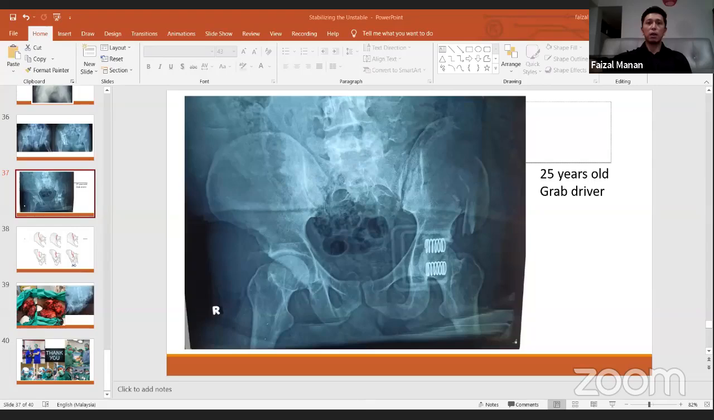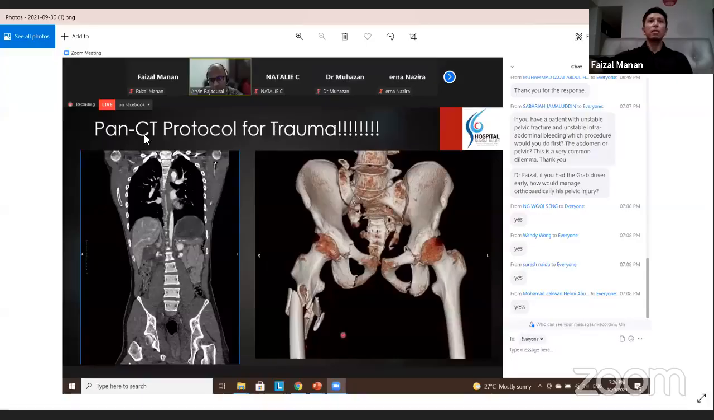With regards to the Grab driver just now as well, let me try to share another thing. Sorry, I'll try to do it again. Okay, so this is Dr. Arvind here, the good-looking guy, looking down. So I screenshot his presentation just now. For the Grab driver, what he has is almost similar to this, but he has an iliac fracture on the contralateral left side.